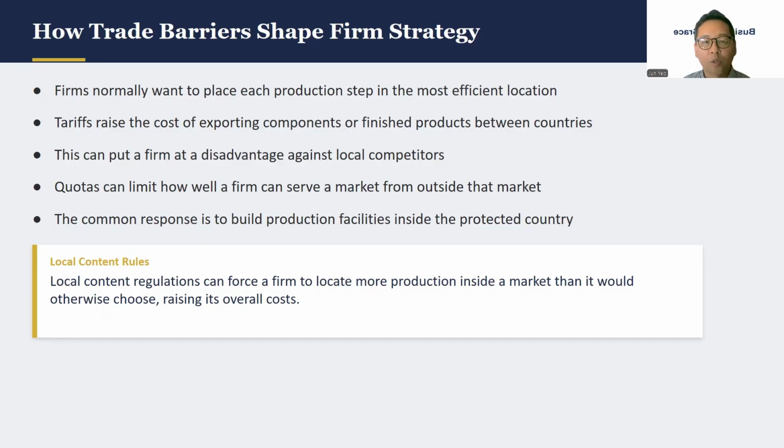There's also a forward-looking version of this strategy. Even when trade barriers do not exist yet, a firm may still choose to build a local plant simply to reduce the risk of future barriers being introduced. In other words, smart managers plan not only around today's trade rules, but around the trade rules they expect tomorrow. This is often called strategic positioning against future policy risk.